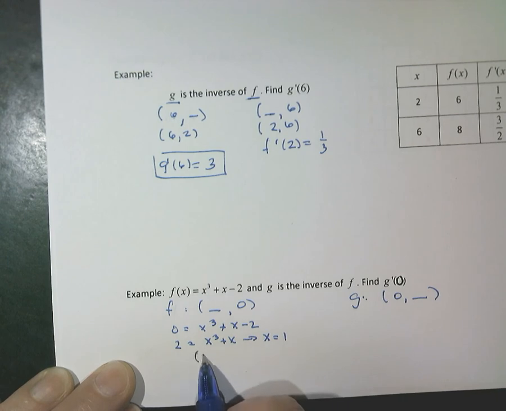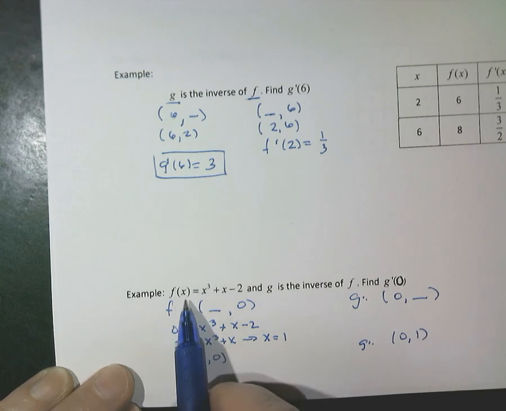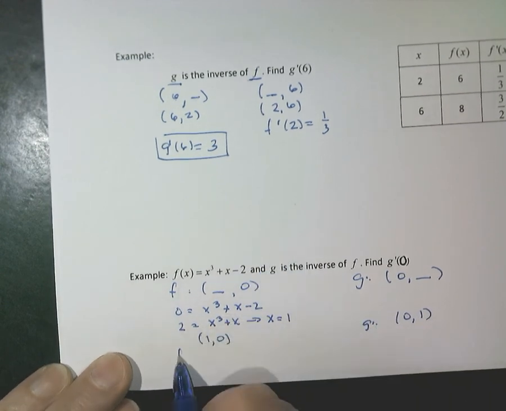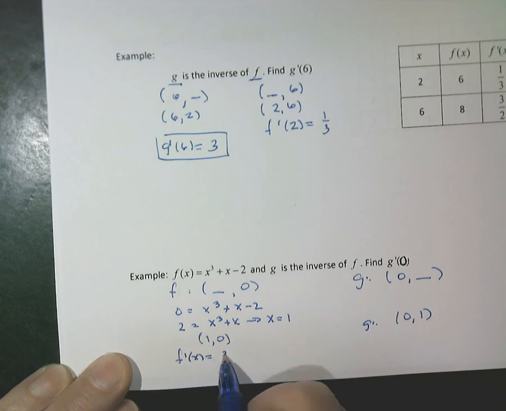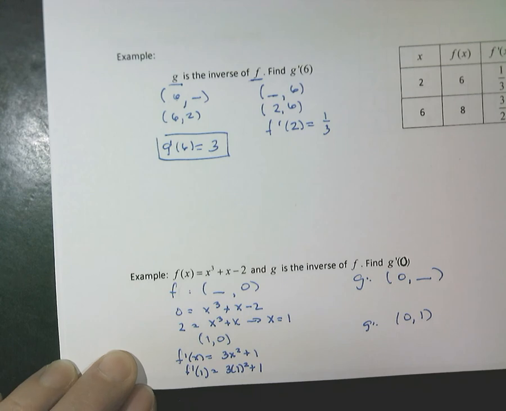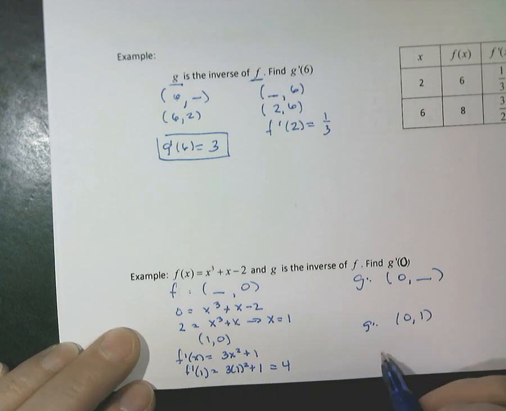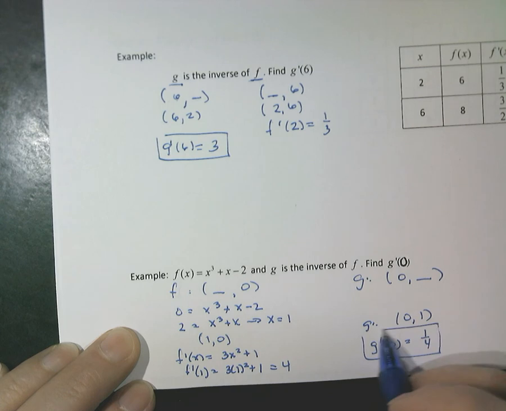So now I know I have the point (1, 0). The function g has got the point (0, 1). I can find the derivative of f of x, 3x squared plus 1. So then I'm going to use this 1. So f prime of 1 equals 3 times 1 squared plus 1 equals 4. So since g is the inverse, g prime of 0 is equal to 1/4.